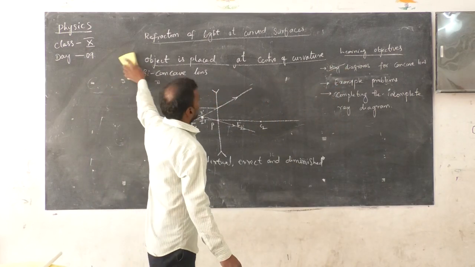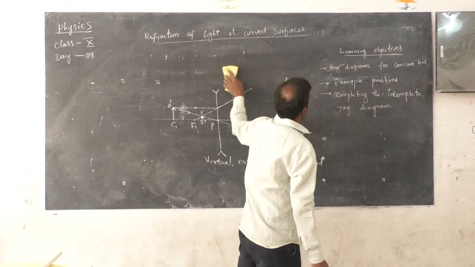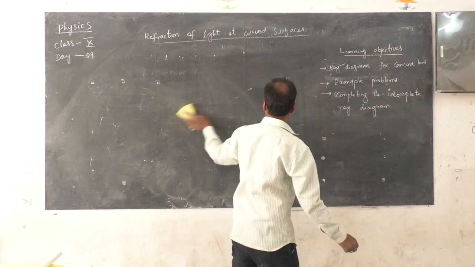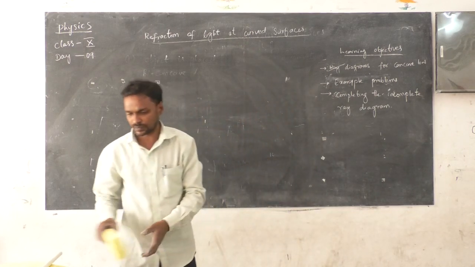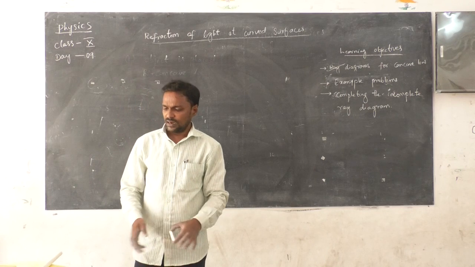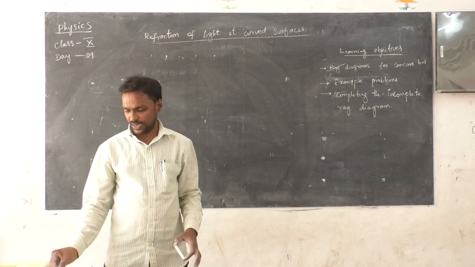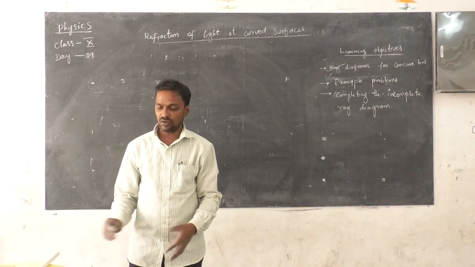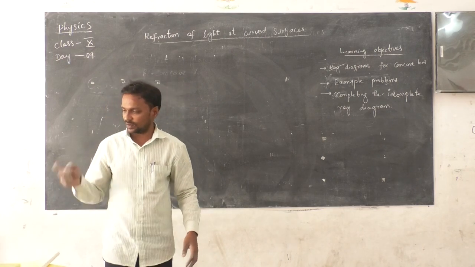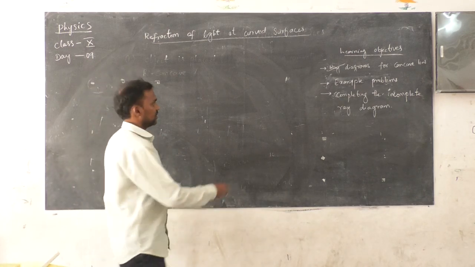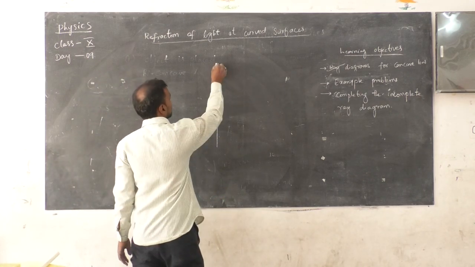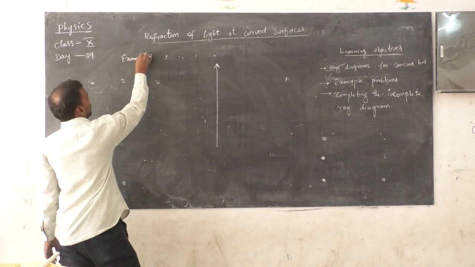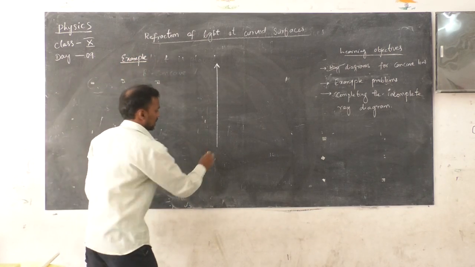So, let us solve an example problem, which is example 4 given in your textbook. Draw a ray diagram for the positions located on the source, given the object is here. Here he has given a convex lens. So, this is a convex lens. Example 4.